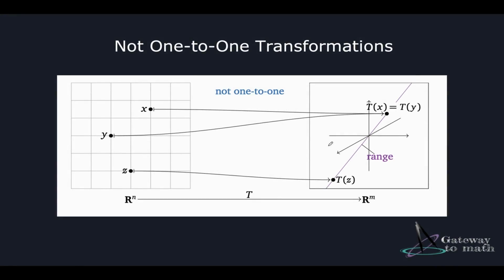A transformation that is not one-to-one is, obviously, one where you might have multiple variables in your domain mapped to a single value in your codomain, because now it's no more one-to-one, right? x is being mapped to T(x) and y is also mapped to T(x). That means T(x) equals T(y) because they coincide at one single point, and so it's not a one-to-one transformation. Pretty obvious, right?